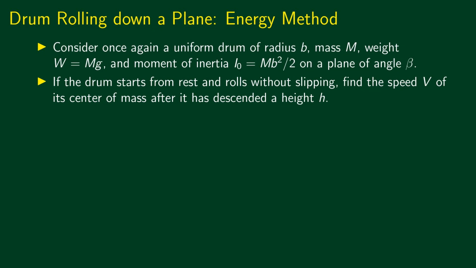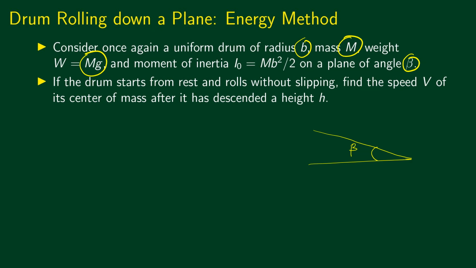Again, just as in the last problem, we consider a uniform drum of radius small b, mass m, weight w equal to mg, and moment of inertia I0 equal to m b square divided by 2. The moment of inertia of the drum is given as half m b square. It's on a plane of angle beta, that is, the angle of the plane with the horizontal direction is beta. It's on an inclined plane.